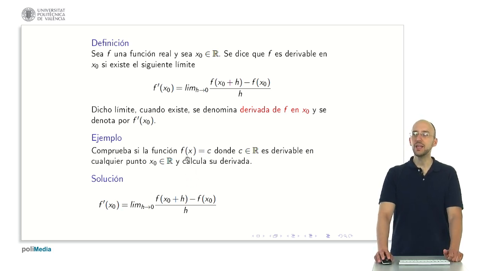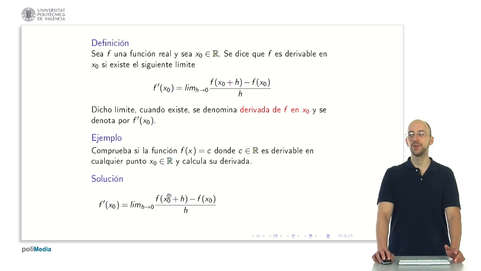Notice what our function is. This function in 0 is worth c. In 1 it is worth c. This function in 2 is worth c. This function in x is worth c. This function in x sub 0 is worth c. And this function in x sub 0 plus h is also equal to c. To put it another way, this function is always equal to c.